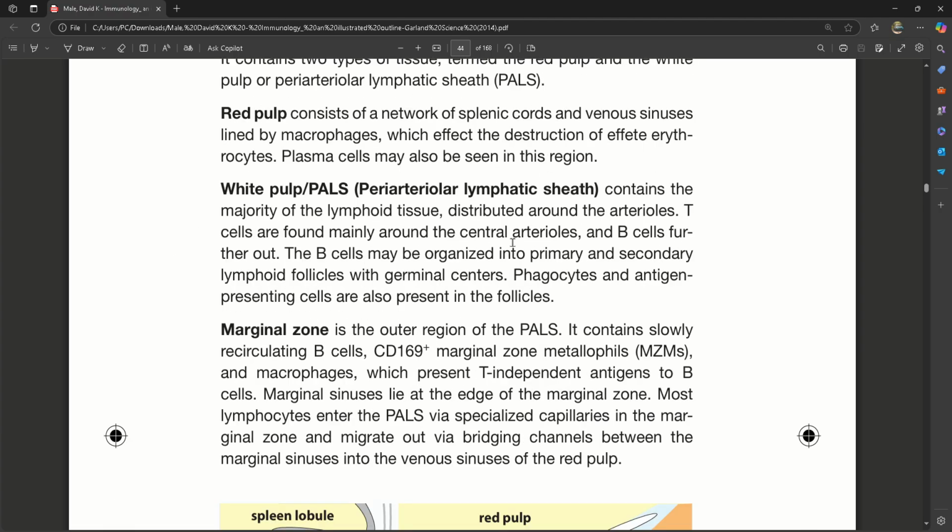White pulp contains the majority of the lymphoid tissue distributed around the arterioles. So, marginal zone is the outer region of the pulp. It contains slowly recirculating B cells and CD169 marginal zone metallophils and macrophages which present T-independent antigens to B cells.